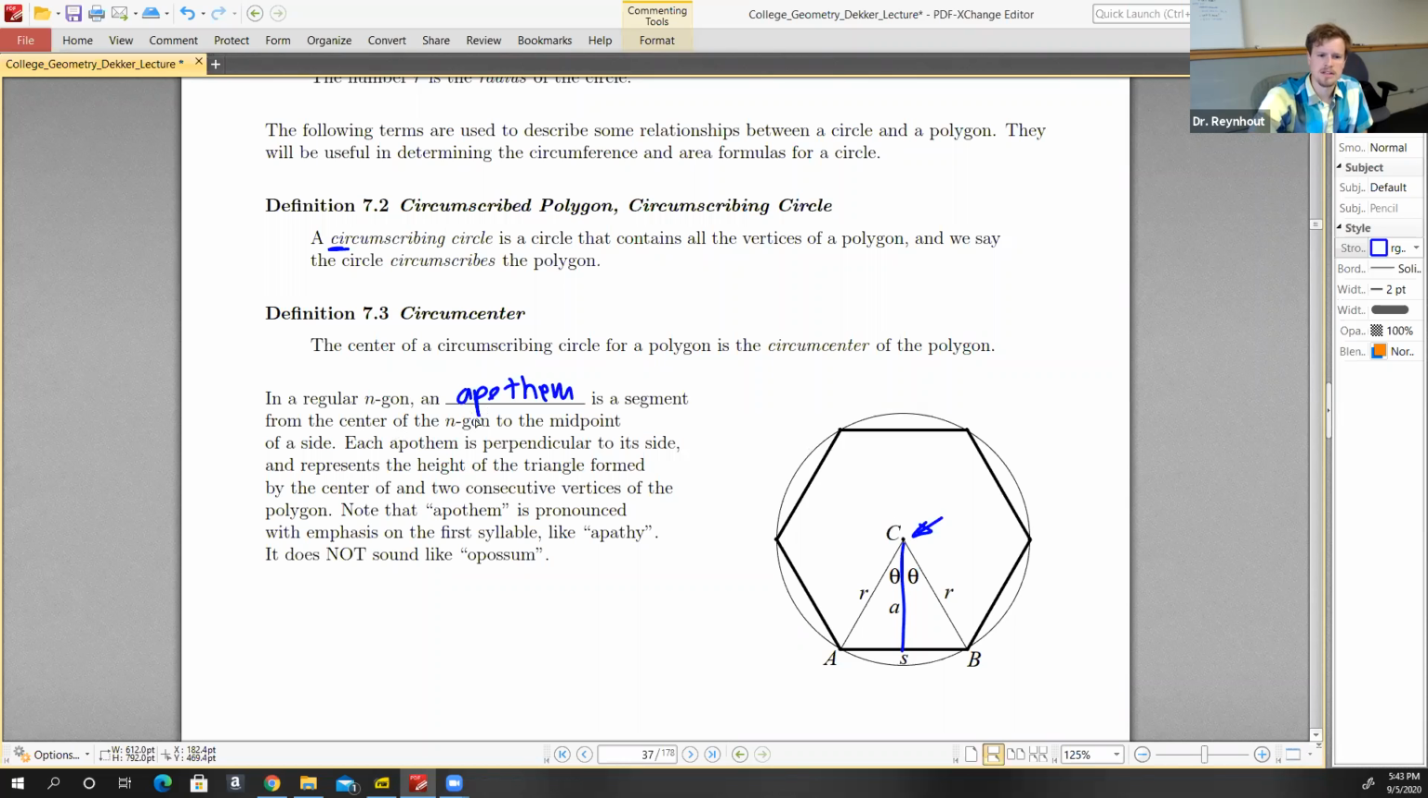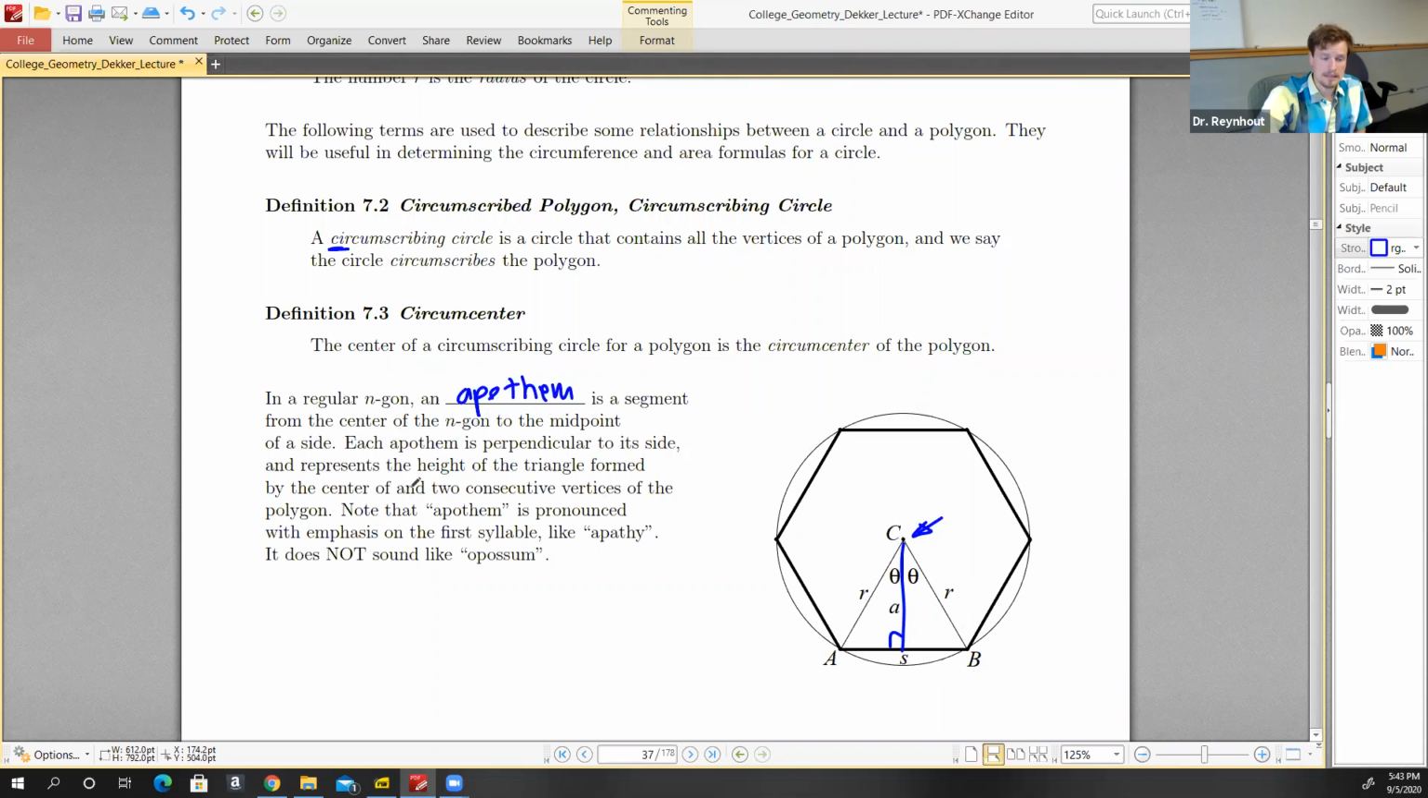So each apothem is perpendicular to its side. So this apothem is perpendicular to this side, and represents the height of the triangle that's formed. Right? So here, the apothem gives the height of this triangle.